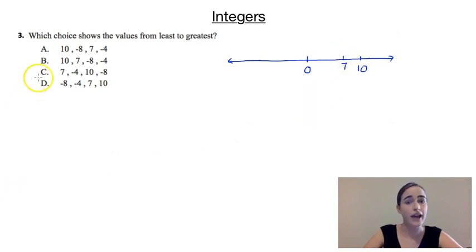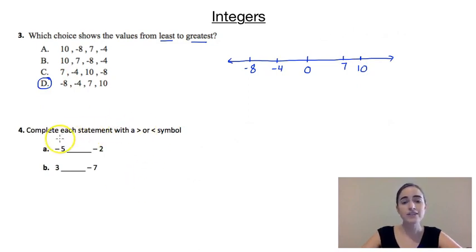And now we can have a look at our negatives. We've got minus 8 and we've got minus 4. From 0 we'd go minus 1, minus 2, minus 3, and minus 4 would be here somewhere. And then we'd have to keep going to get to minus 8. So if we want them in order from least to greatest, we're going to have minus 8, minus 4, 7, and 10. So that's going to be D.